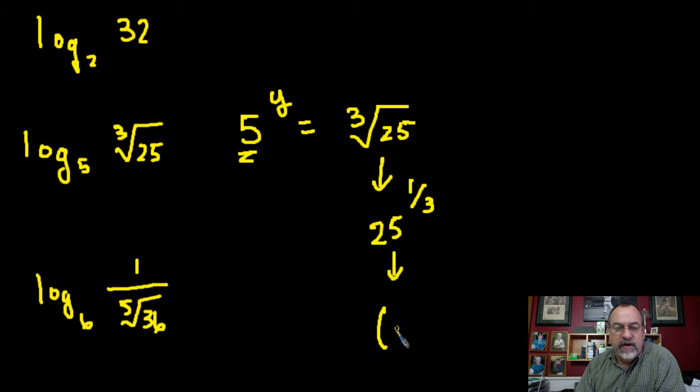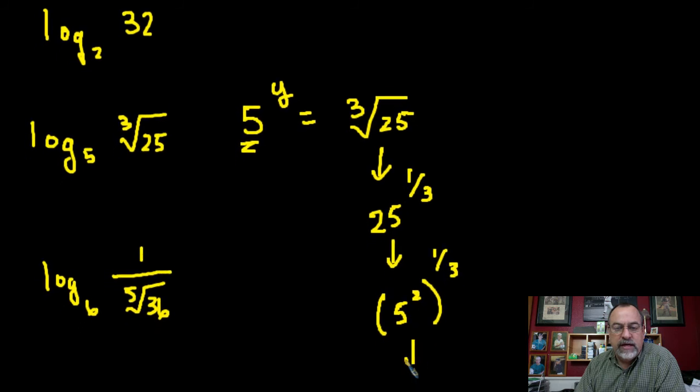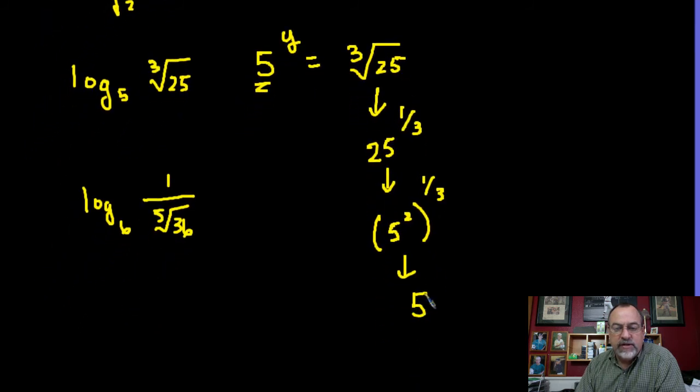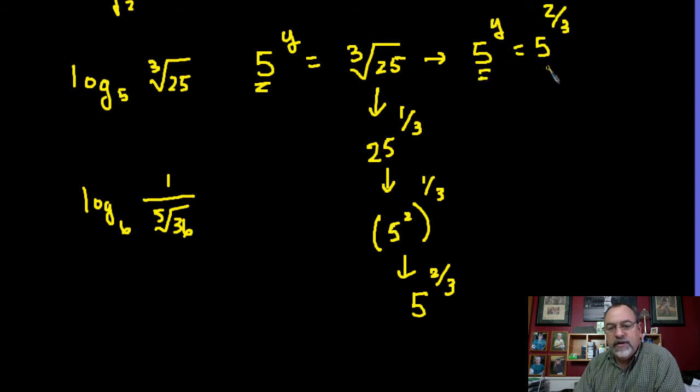But I can change 25 into 5 squared. So I have 5 squared to the 1/3. 5 squared is 25. 25 to the 1/3 is cube root of 25. So I haven't changed it. So now when I have a power raised to a power, I can simplify that by multiplying those together. So this would be 5 to the 2/3. So I can change this then into the same base, where this is a base 5 and this would be 5 to the 2/3. Now again, because my bases are equal, then my exponents must be equal as well. So this evaluated would be 2/3.